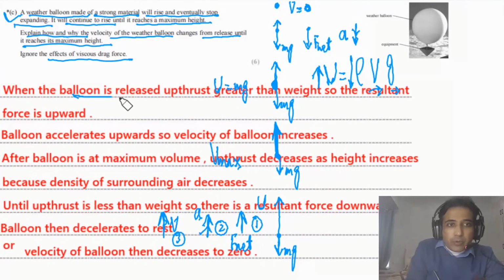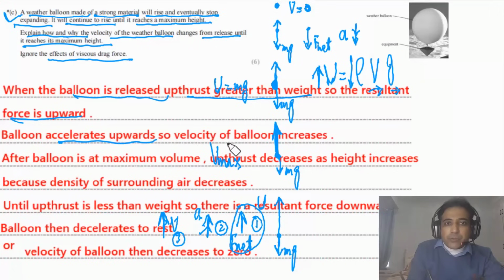So we can say when the balloon is released, upthrust is greater than weight, as we mentioned here, so the resultant force is upward. So we have mentioned resultant force is in the upward direction. The balloon accelerates upward, so the velocity of the balloon increases. We have mentioned here acceleration, velocity increases.